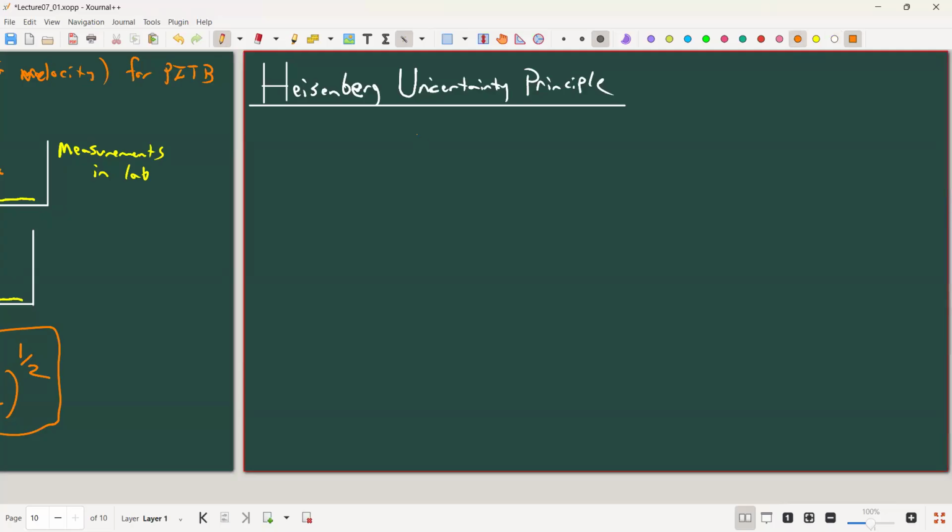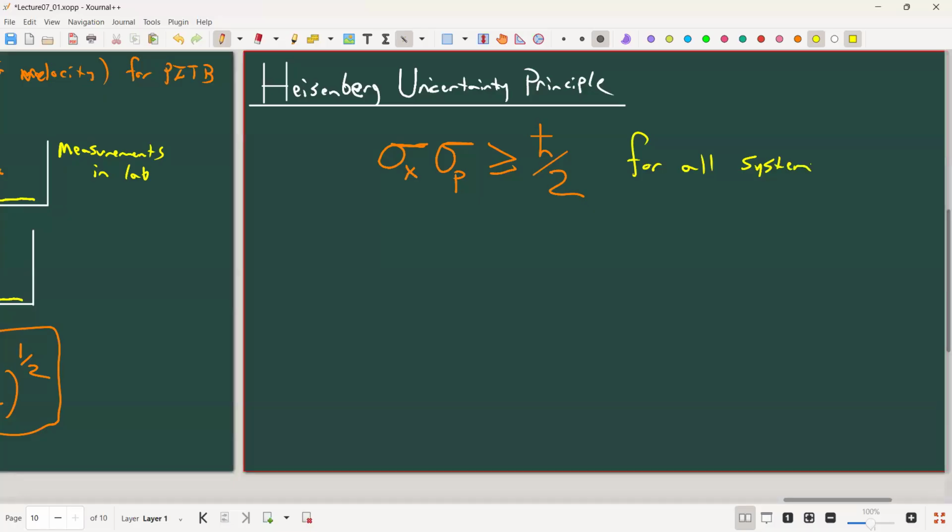And what he proves, very generally, is that for any quantum mechanical system at all, the combination of the standard deviation of X and P, that total error of this measurement, is always at least h bar over 2 for all systems. So let's think a little bit about what this means in practice.